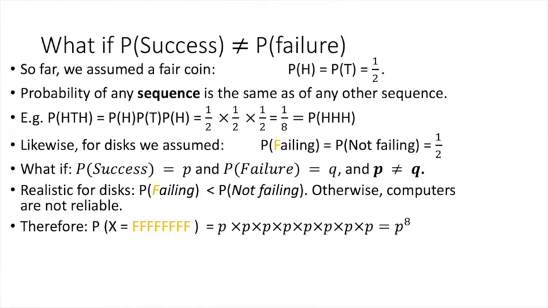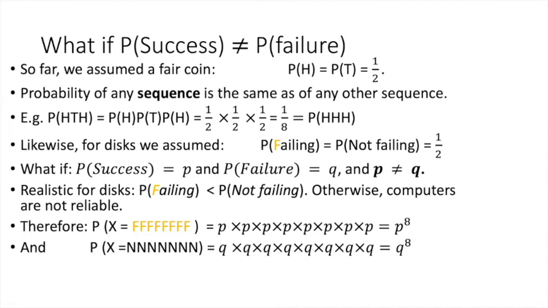Note, earlier I said p equals probability of success, but here I am setting it to be the probability of disk failure. This is because success and failure are just relative terms in Bernoulli trials. If I'm counting disk failures, then a disk failure is a success for me. Likewise, probability of 8 non-failures equals q to the power of 8.